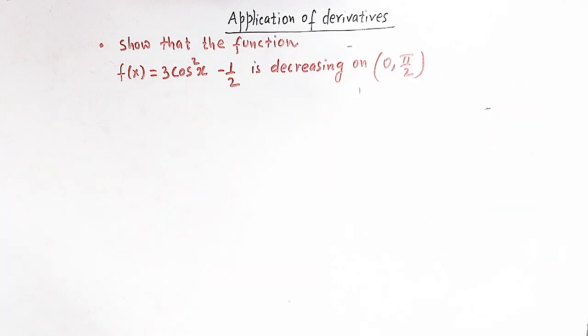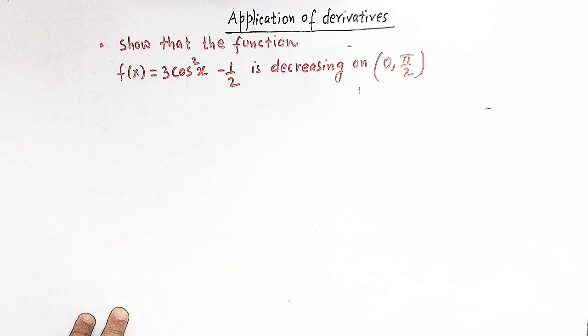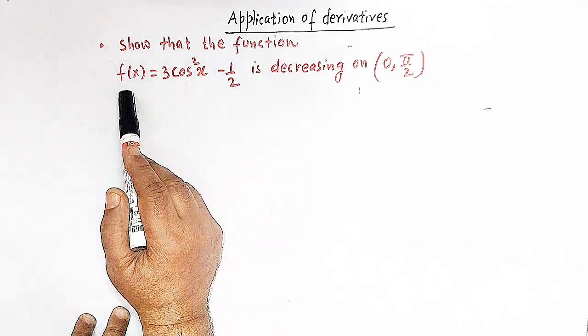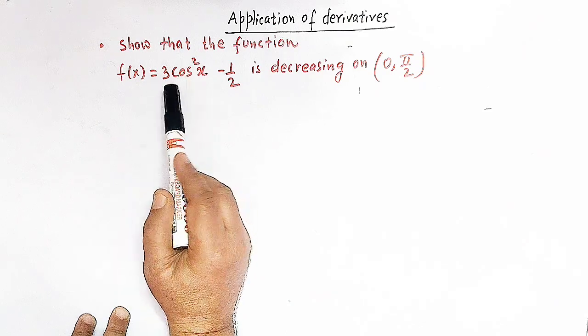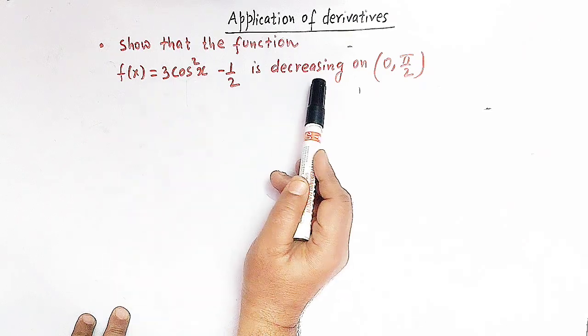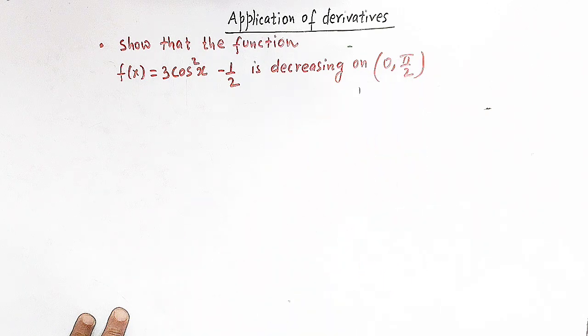Hello viewers, in today's session we are going to discuss another important problem from application of derivatives, which is related to the concept of increasing and decreasing functions. Here we have to show that the function f of x equals 3 times cos square x minus half is decreasing on the interval 0 to pi by 2.